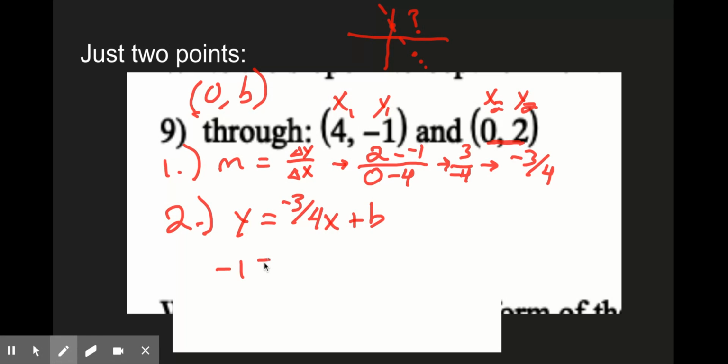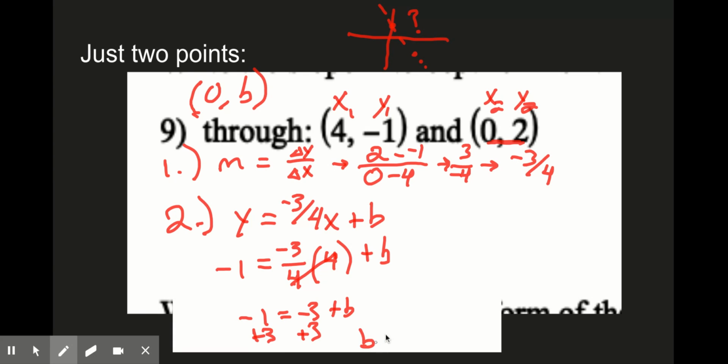Negative 1 equals negative 3 over 4 times 4 plus b. All right, well, when I do that, the 4's are going to cancel. So negative 1 equals negative 3 plus b. Add 3 to both sides. B equals 2.